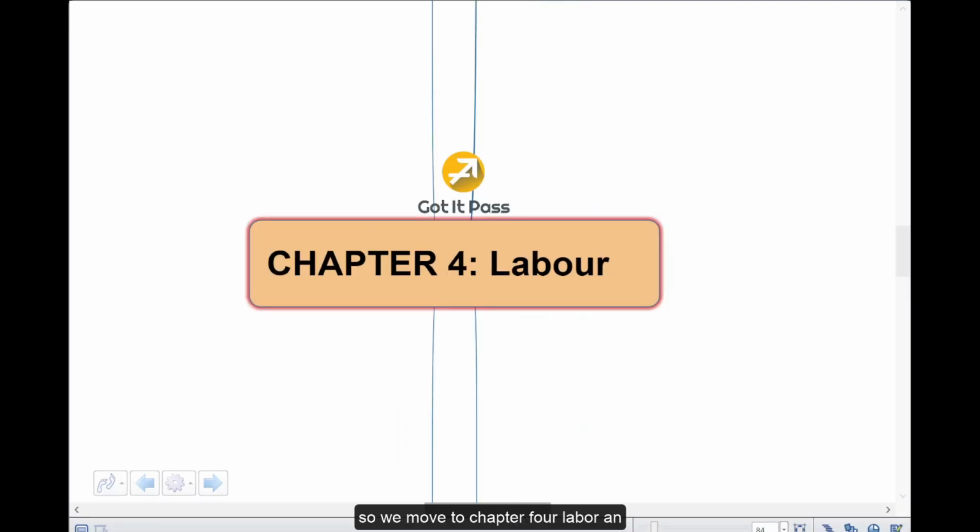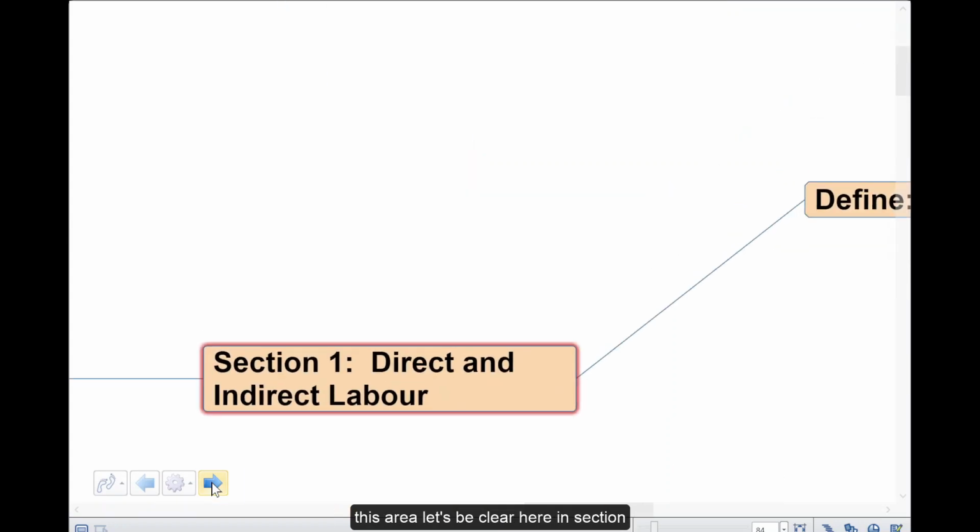So we move to chapter 4, labour. An important chapter for us and certainly very, very examinable. The examiner likes this area. Let's be clear here in section 1 on the distinction between direct labour and indirect labour.